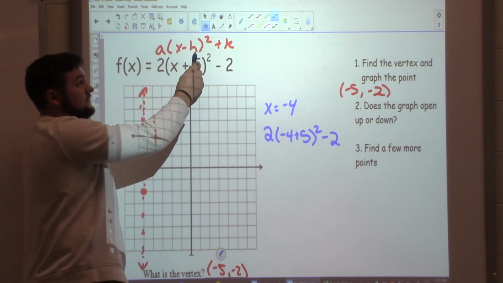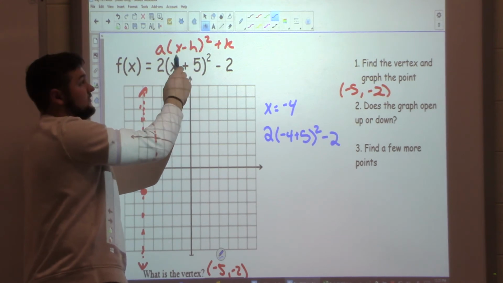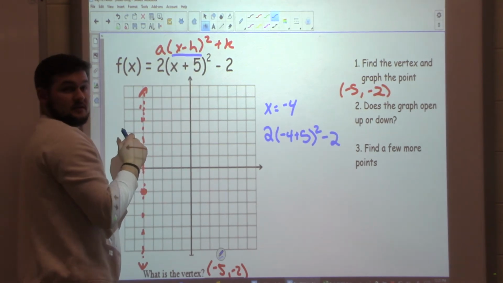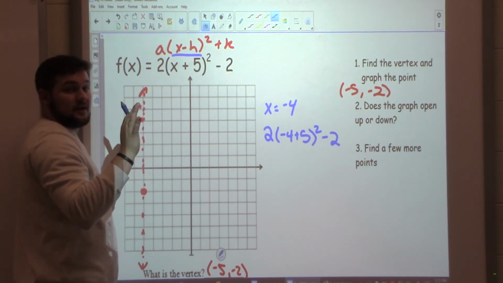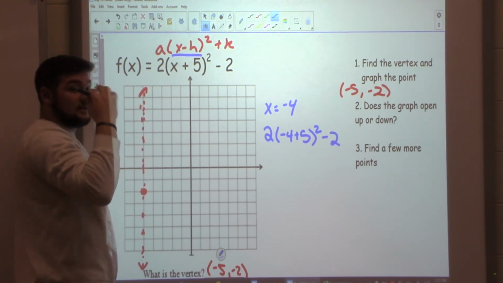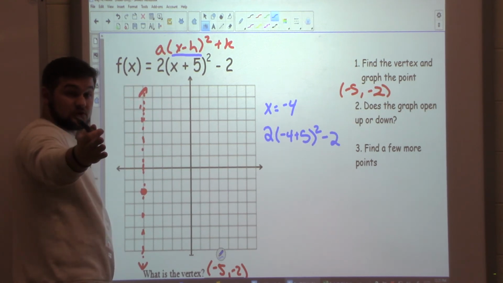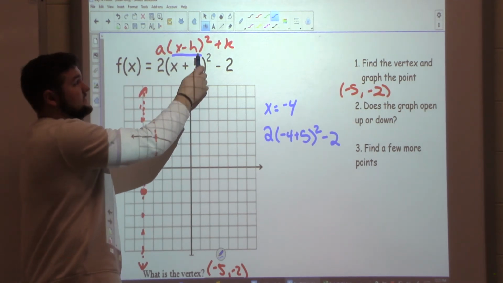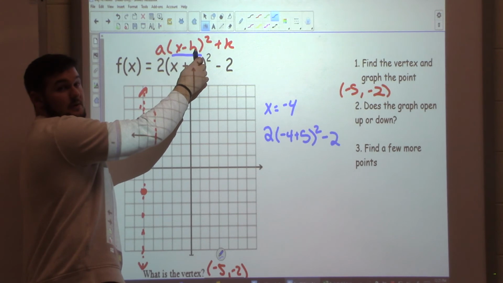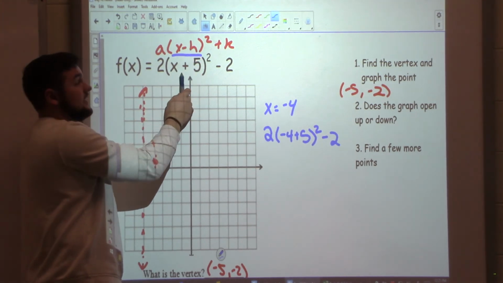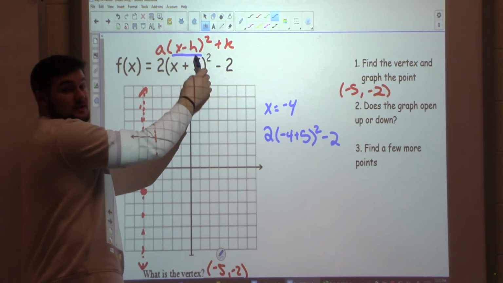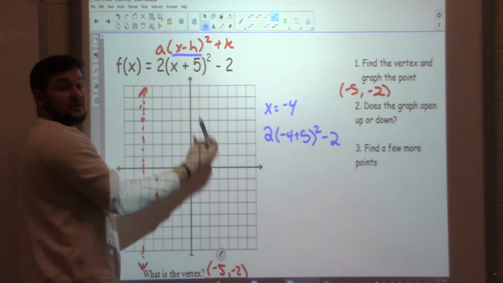If you plug 5 in for h right here, what do you get from this part? You get negative 4 minus 5. Well, I'm not even worrying about negative 4 right now. Let's just talk about finding the x value of the vertex, and then I'll get to what you were talking about, okay? If I plug positive 5 into h, what do I get? X minus 5. And I wanted x plus 5, right? So we took negative 5 for our vertex point, right?